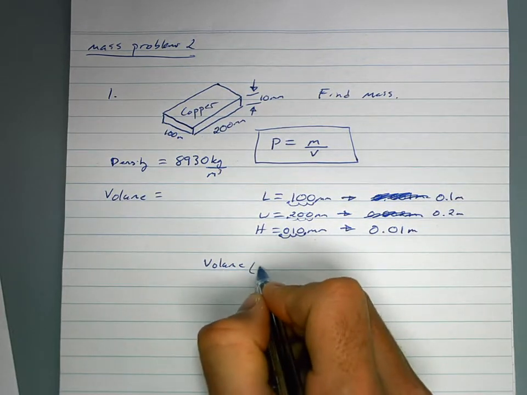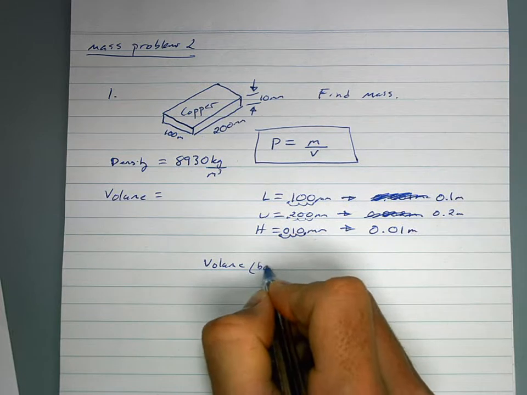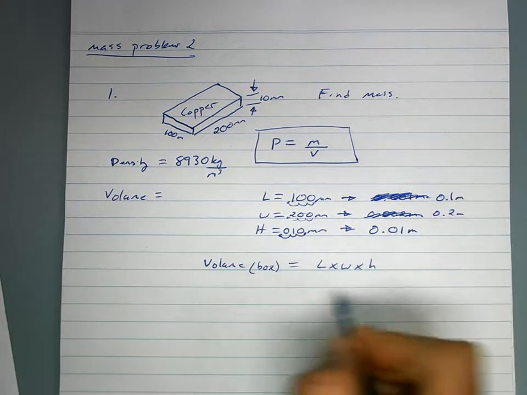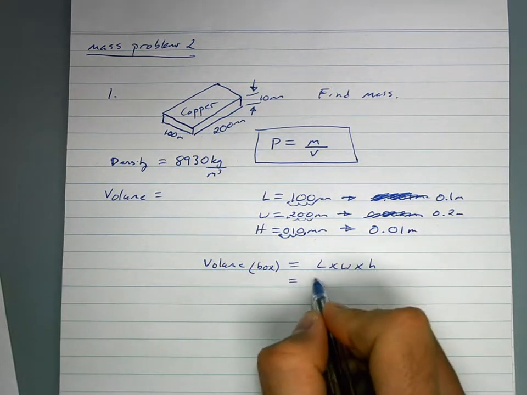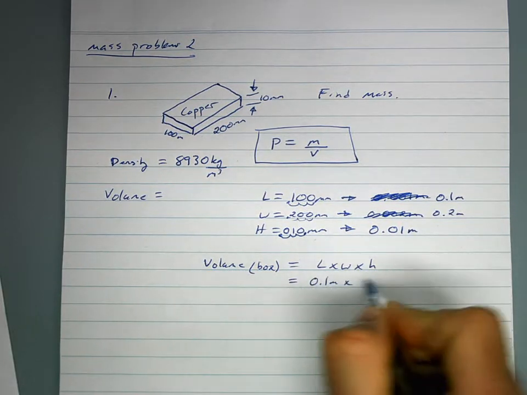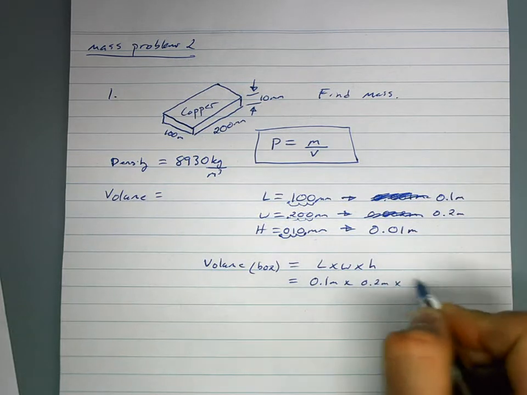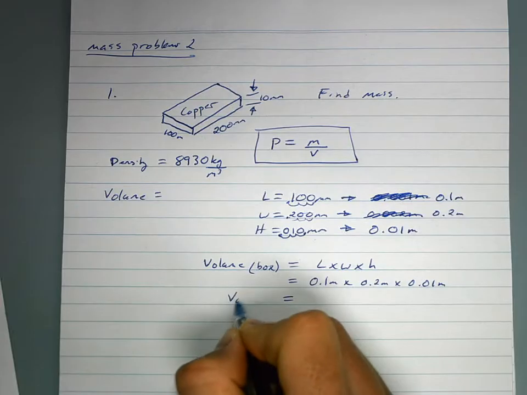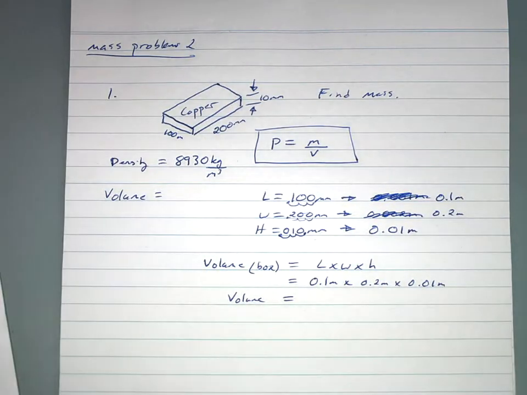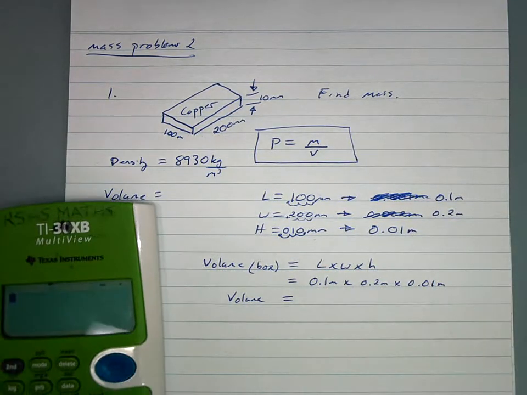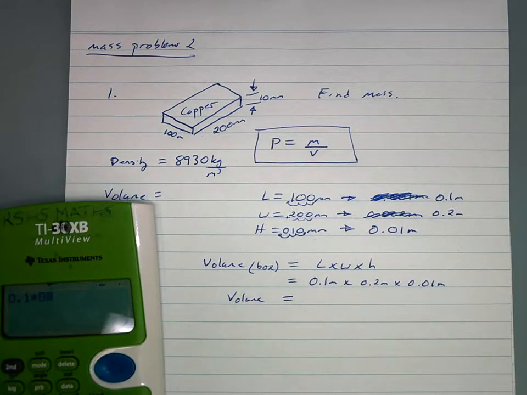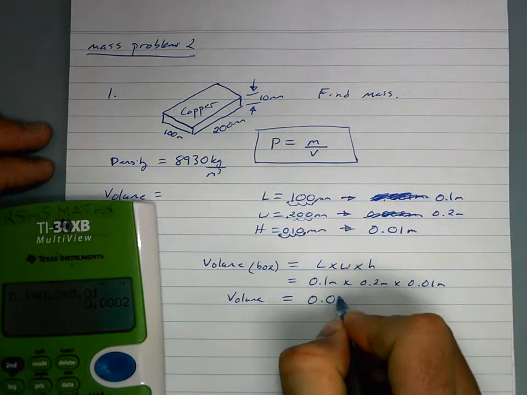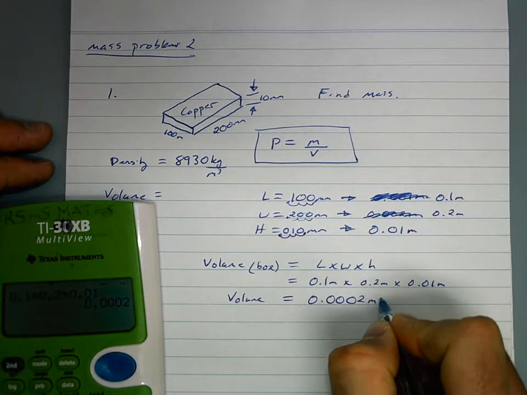Alright, now volume of a box is equal to length times width times height. So we get length is 0.1 meters times width 0.2 meters times height 0.01 meters. So our volume total is equal to 0.1 times 0.2 times 0.01. So we get 0.0002 cubic meters.